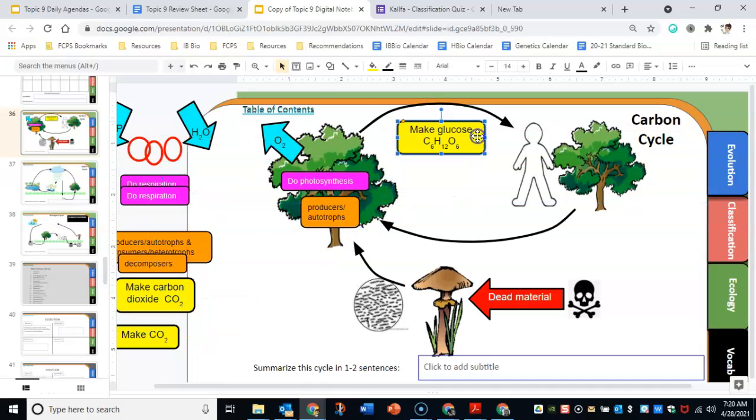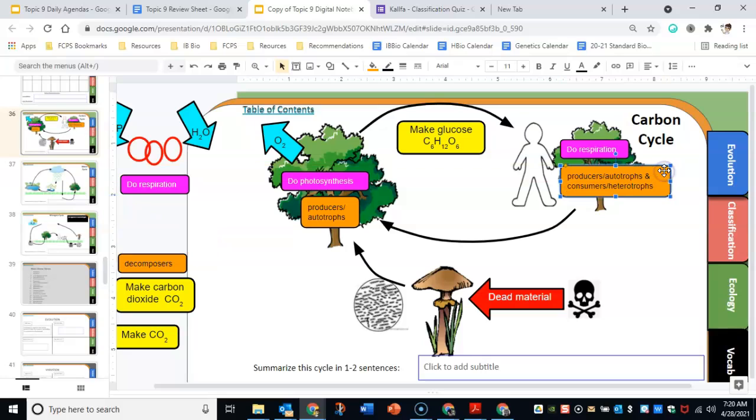And we know that part of that cycle is making glucose, right? So one of the other offshoots of photosynthesis is making glucose, which humans use when they do respiration. And the things that do respiration are producers and autotrophs, but also consumers and heterotrophs, and that's like humans.